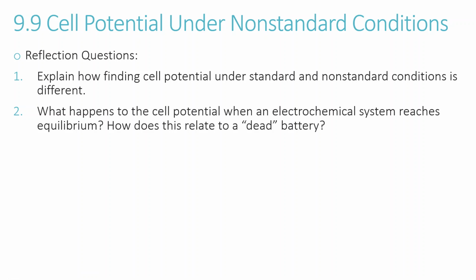So your reflection questions: explain how finding cell potential under standard and non-standard conditions is different. What happens to the cell potential when an electrochemical system reaches equilibrium? And how does this relate to a dead battery?